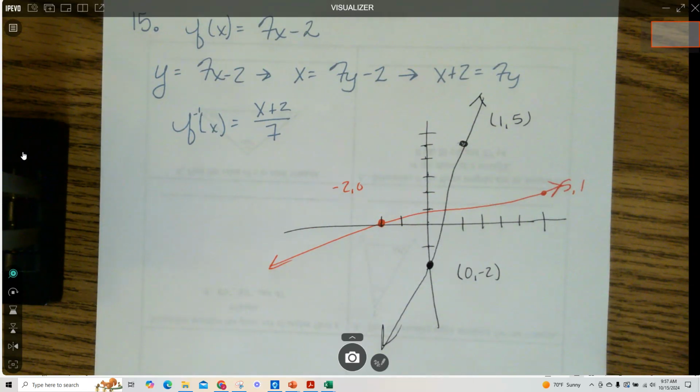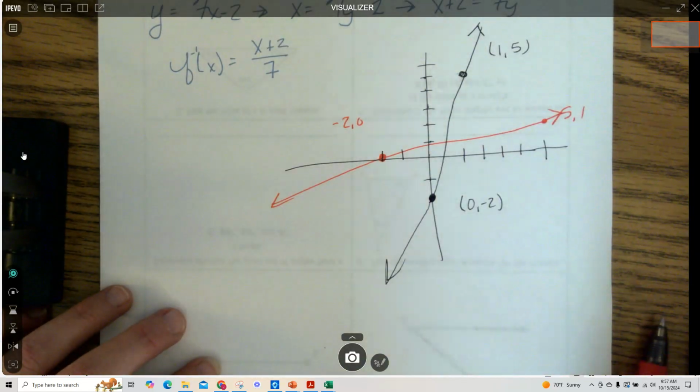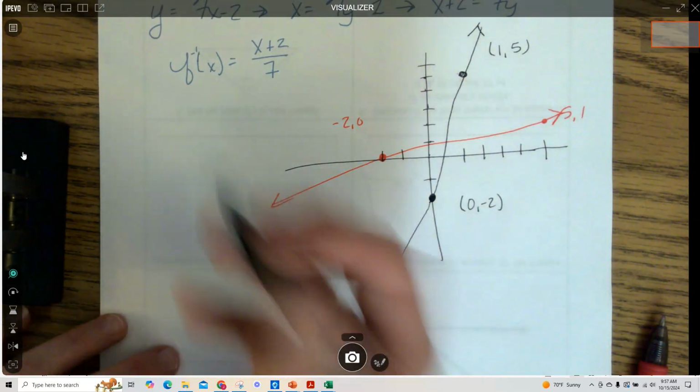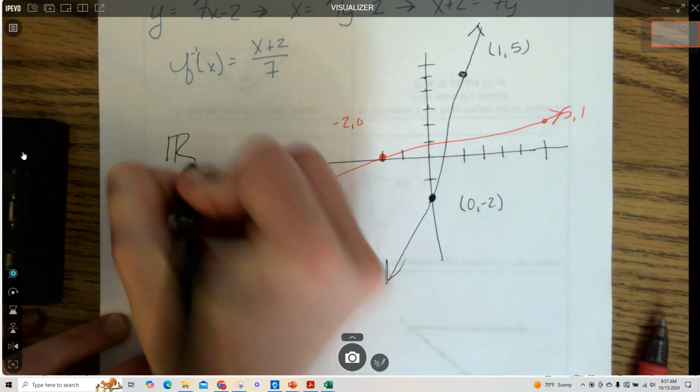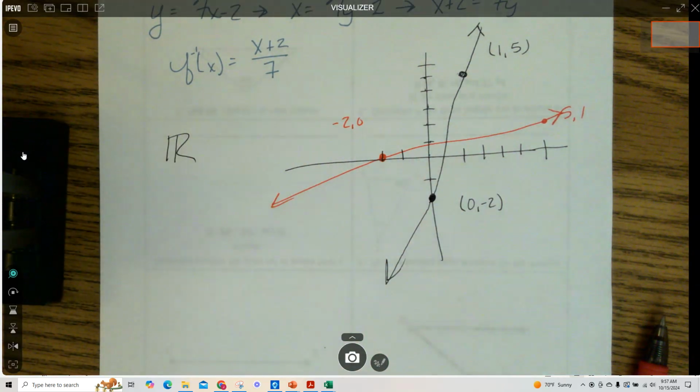And use interval notation to give the domain and the range of f and the inverse of f. All real numbers, because they're both linears. Linears are all real numbers on both domain and range.